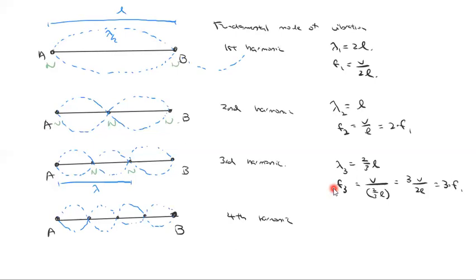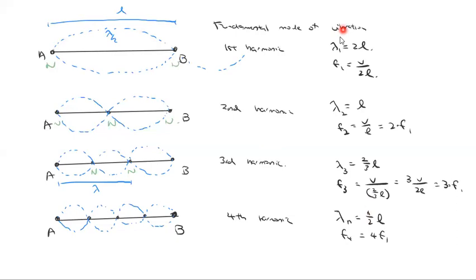Now, as far as the fourth harmonic goes, that means your lambda 4 is, in this case, going to be 2 over 4 L, or half L, right? And your F4 will also be 4 times F1. You can go and derive it, but it will always be that, right?